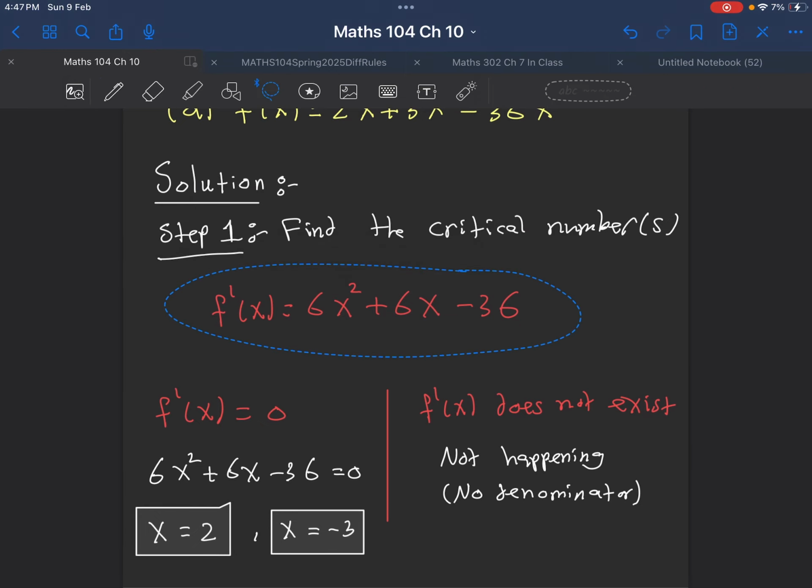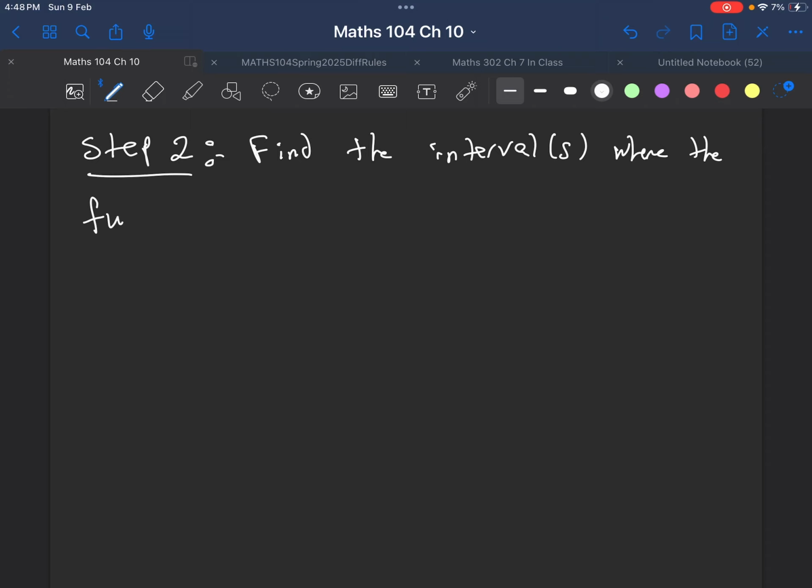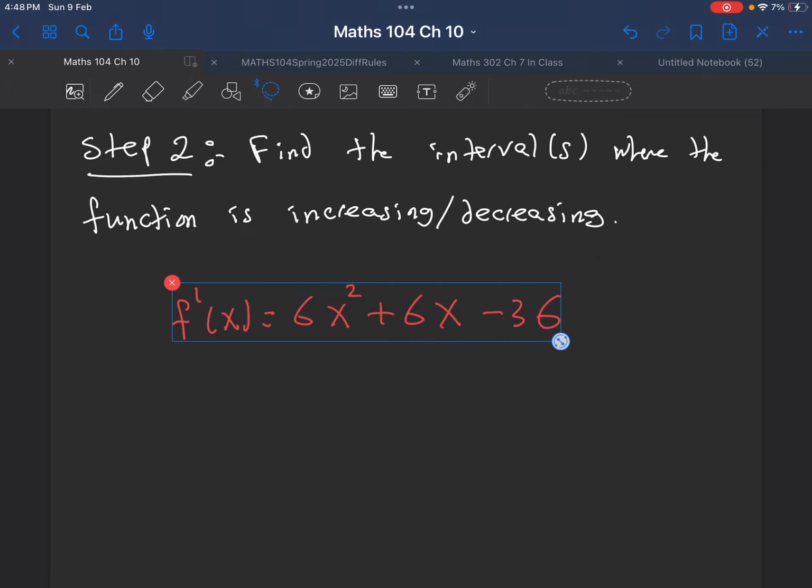Find the interval or the intervals where the function is increasing and decreasing. Where the function is increasing / decreasing. And how we are going to find this one?